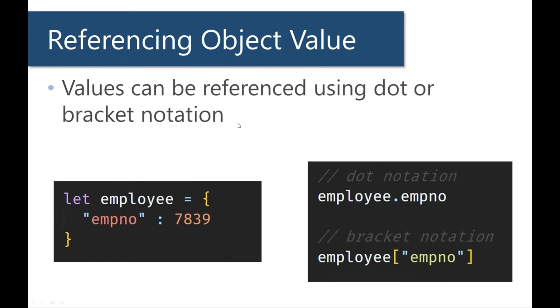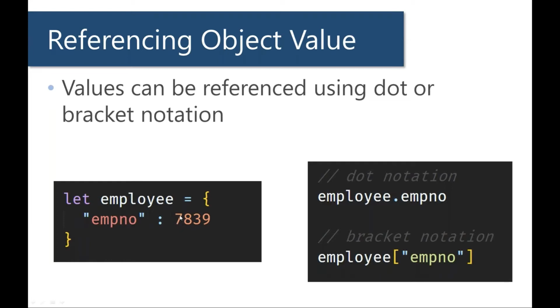So one of the things that we can do is we can use either dot notation or bracket notation when we want to get a handle to some value that's in an object. Here on the left-hand side, you can see that I'm declaring an employee. This employee is an object. It has an empno key and a value of 7839.